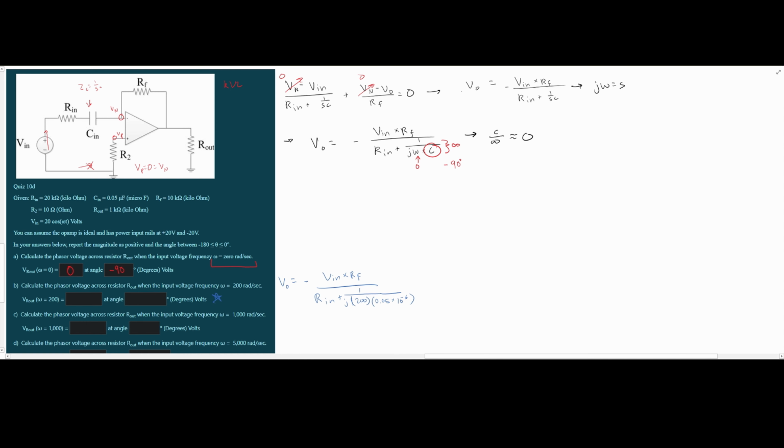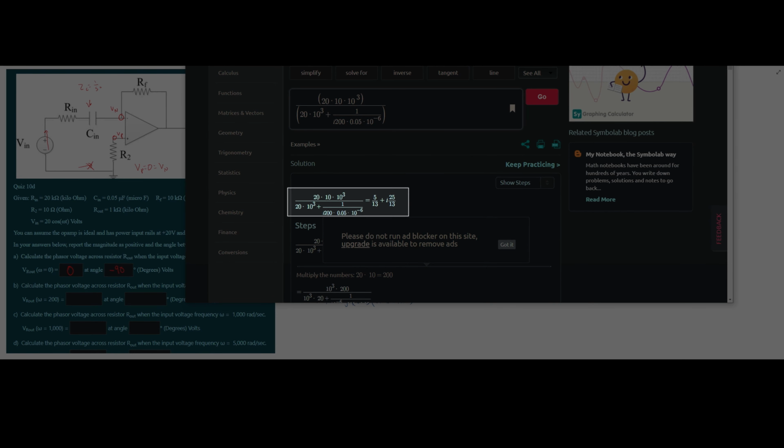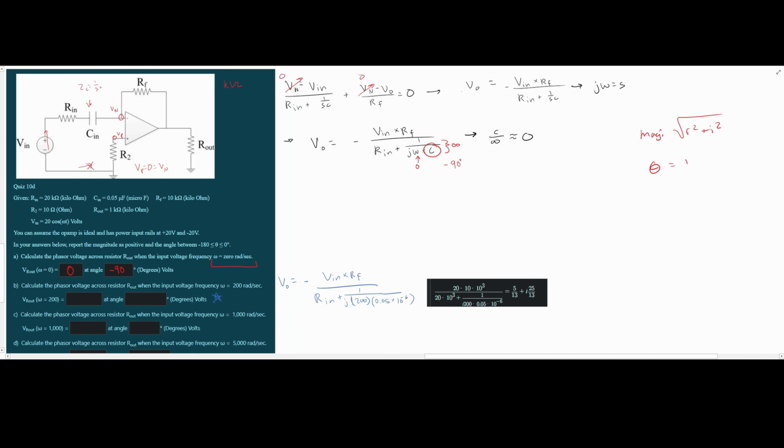Now plugging this into a calculator, I'm going to use Symbol Lab for this. And using Symbol Lab, I'm going to get this answer right here. So we're going to have all this be equal to the 5 over 13 plus 25 over 13. And note that to find magnitude, we are going to have the square root of our real number squared plus the imaginary number squared. And then the angle is tangent -1 of our imaginary number divided by our real number.